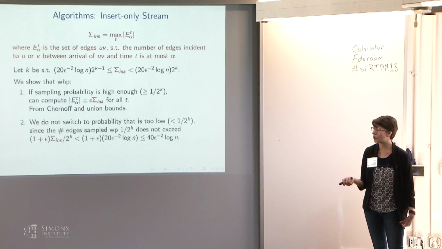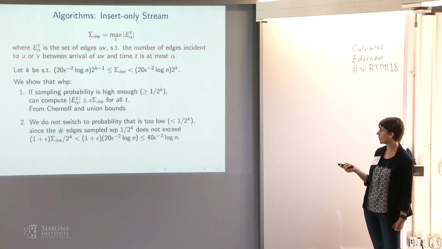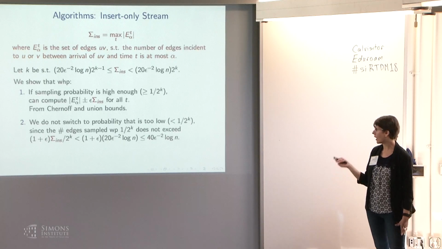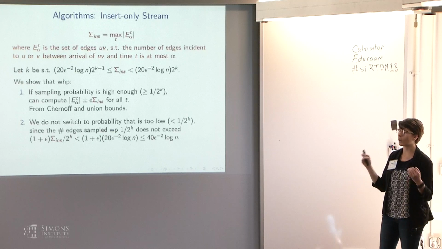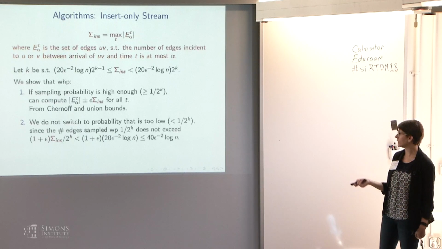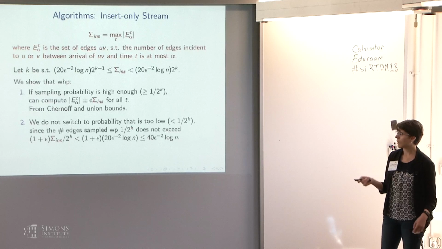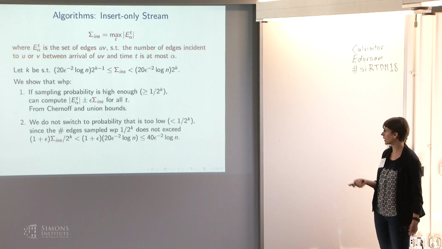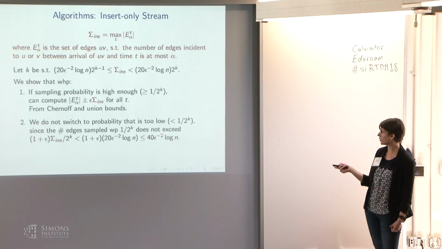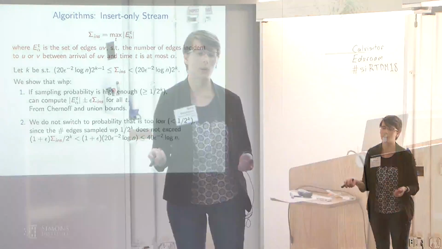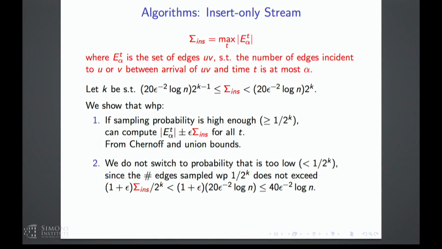And the second thing we want to show is that we do not switch to probability which is too low, as in smaller than 1 over 2 to the k. And that happens if you actually get down to sampling probability 1 over 2 to the k, then the number of samples you're storing does not exceed 1 plus epsilon times sigma insert divided by 2 to the k, which is strictly less than 40 epsilon to the negative 2 log n, which was our cutoff to switch into lower probability. So that does not happen.